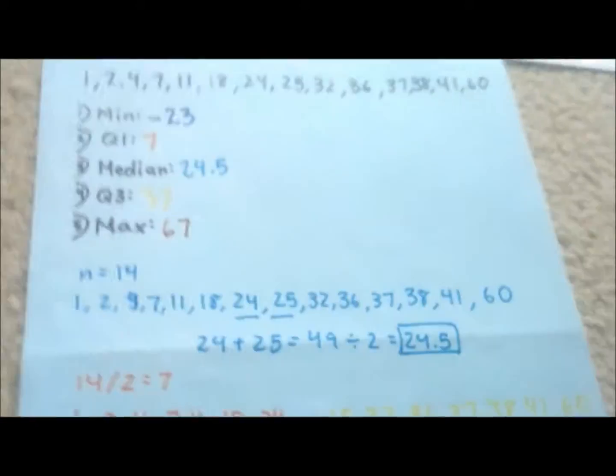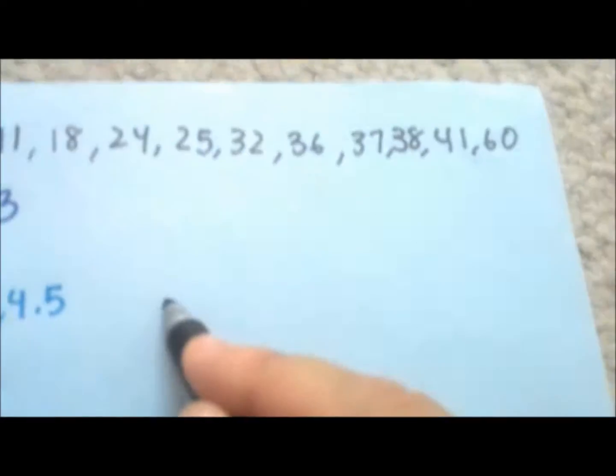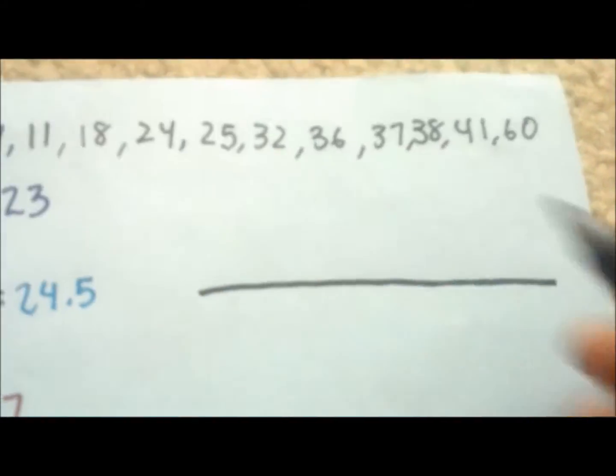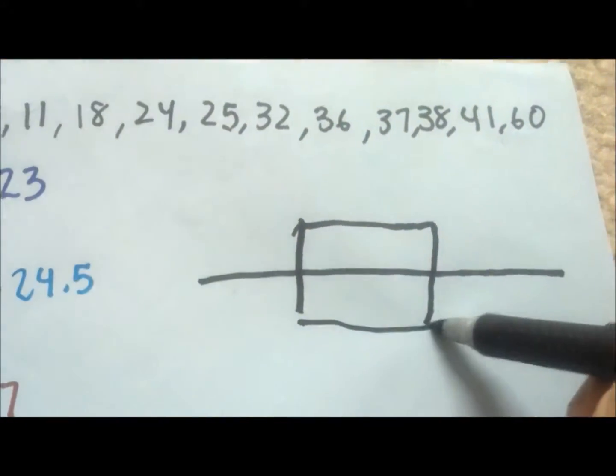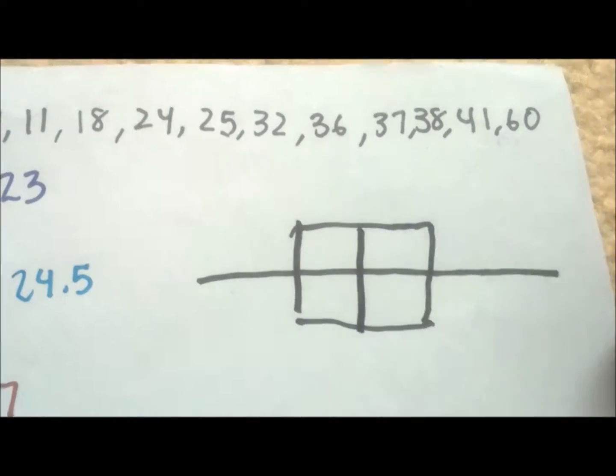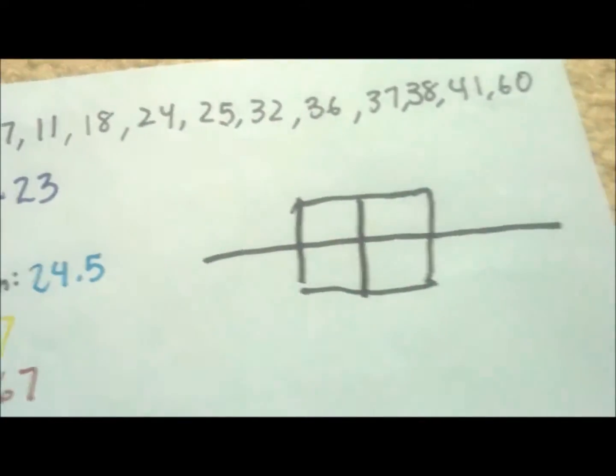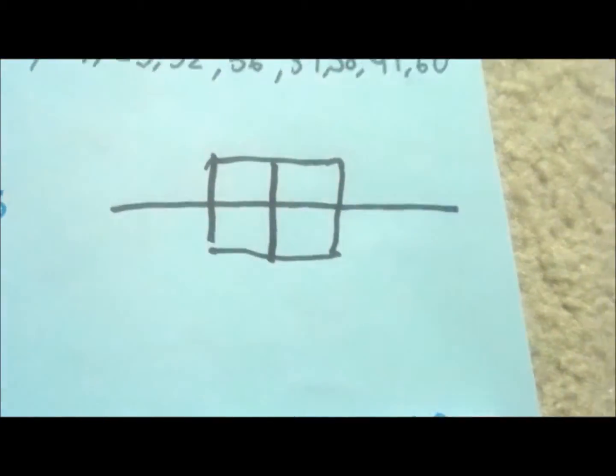Now, I'm not going to bore you with an entire graph, but here is how you would number the box plot. You would have the line, you have your box. I'll explain the box in a bit. Okay, so there's your box. It's not the prettiest box, but it's a box.